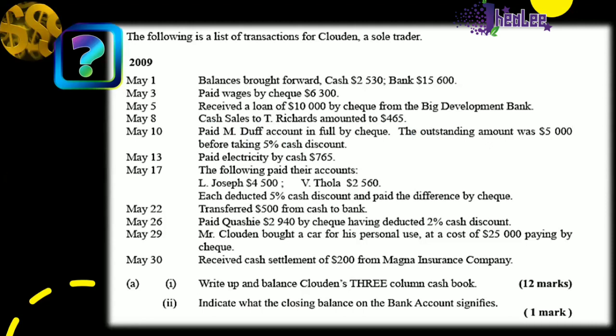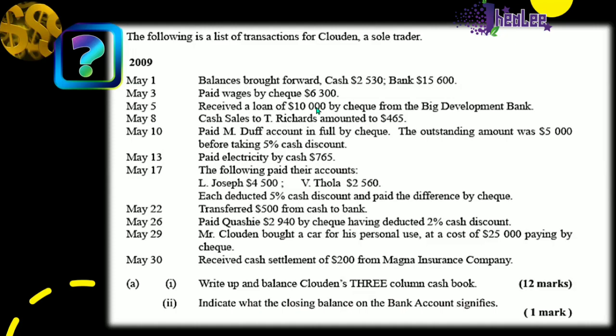There's no need for us to record T. Richards in our accounting books because this is a cash transaction. If it was a credit transaction, definitely that would not be in our cash book. And of course, we would have to record in our sales journal that T. Richards is owing us. In this case, it's a cash transaction, so hence we're going to make the record in our cash book. The two items affected again are cash and sales.